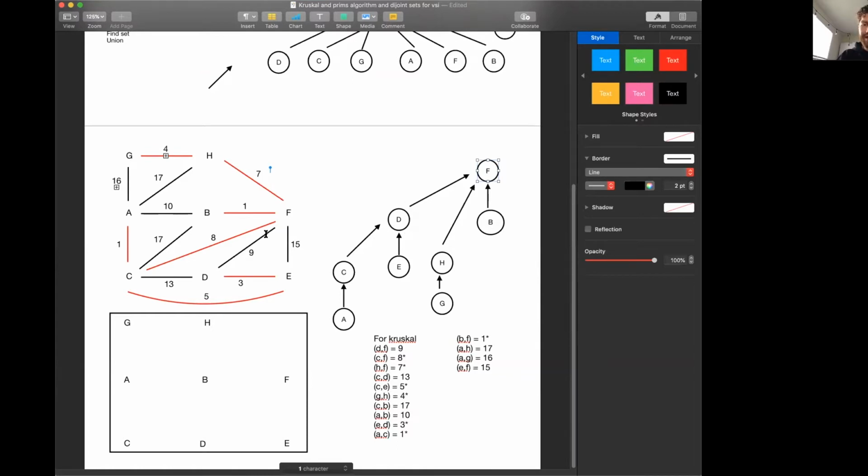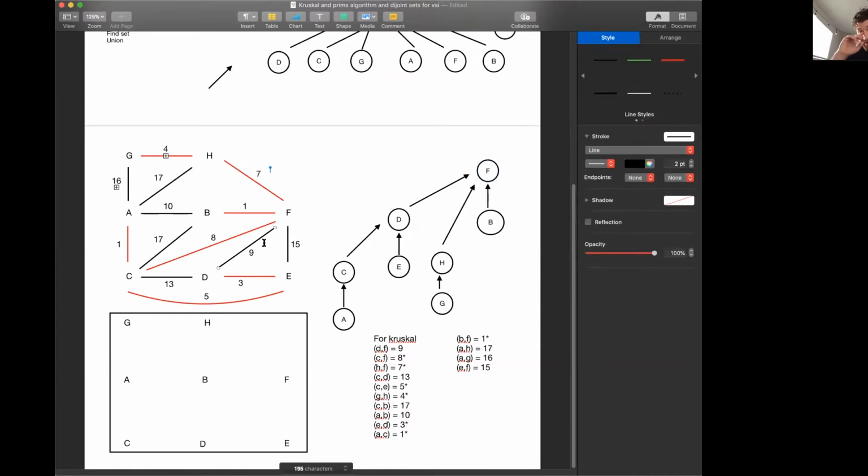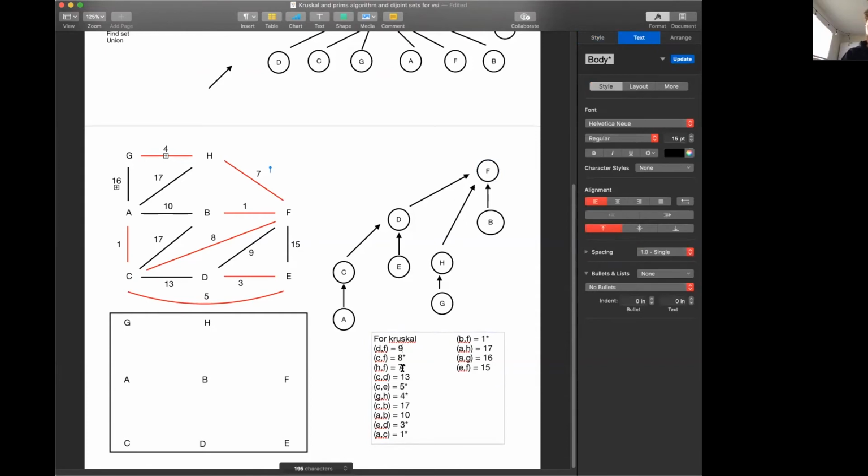So this edge did not cause a union. So I'm not going to color it with red. All right, so I finished this one. What's the next edge that I need to process? And I need to look for the next smallest edge.